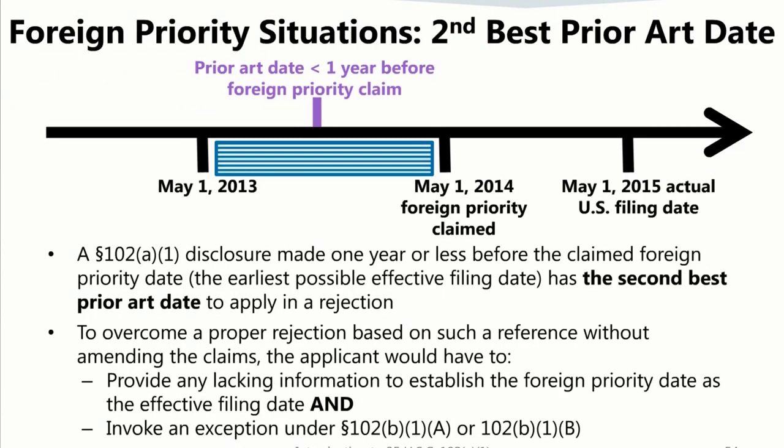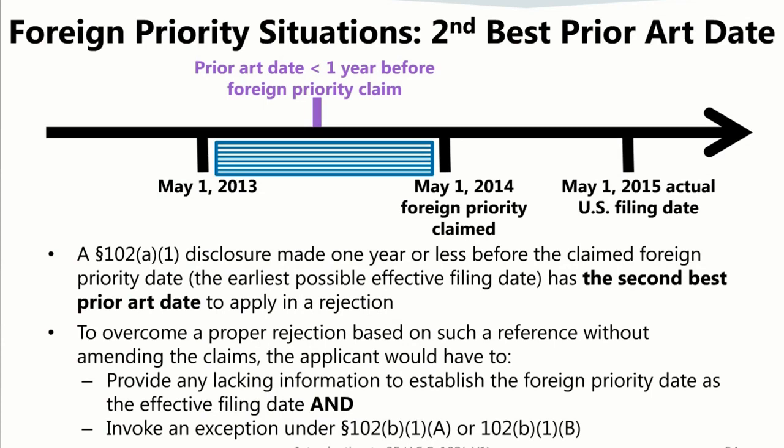This slide shows the reference date in the middle time interval, which is less than 1 year before the claimed foreign priority date of May 1, 2014. In this case, without perfecting the claim for priority, the effective filing date of the claimed invention would correspond with the actual filing date of May 1, 2015. Thus, the reference would apply and would not be subject to any exceptions because it is outside the grace period as measured from the actual filing date.